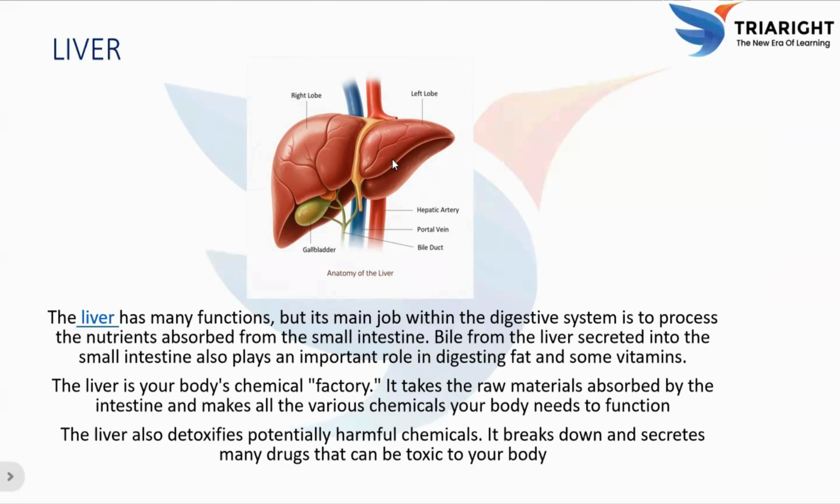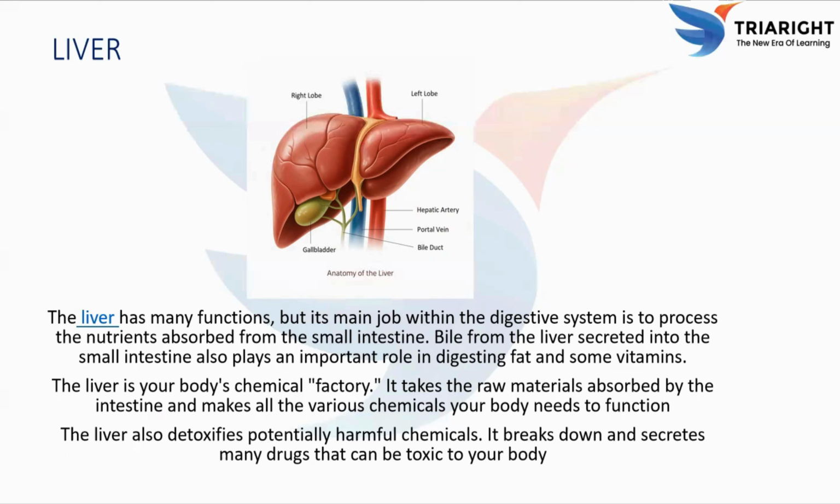The liver is the largest internal organ in the body. It is located in the upper right side of the abdomen under the diaphragm. It is divided into right and left lobes, and the right lobe is slightly bigger than the left lobe. It is connected to the gallbladder and small intestine via the bile duct.